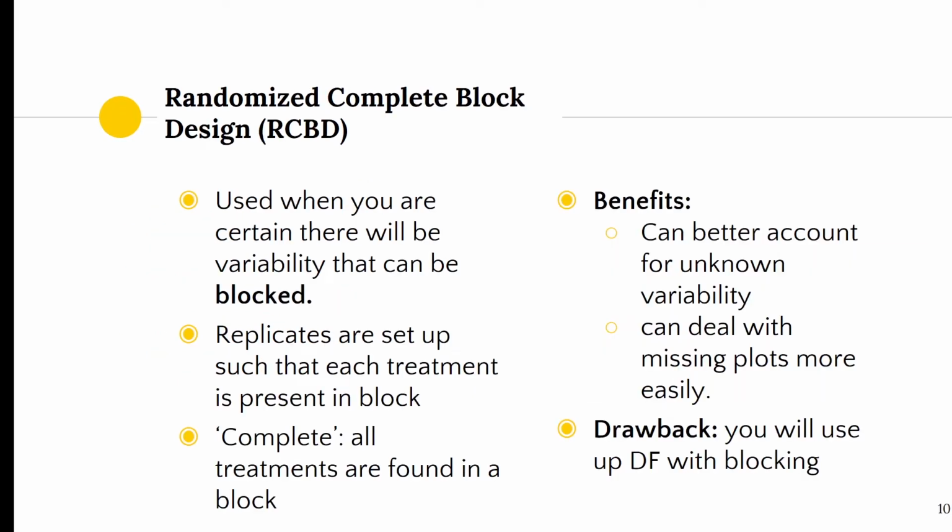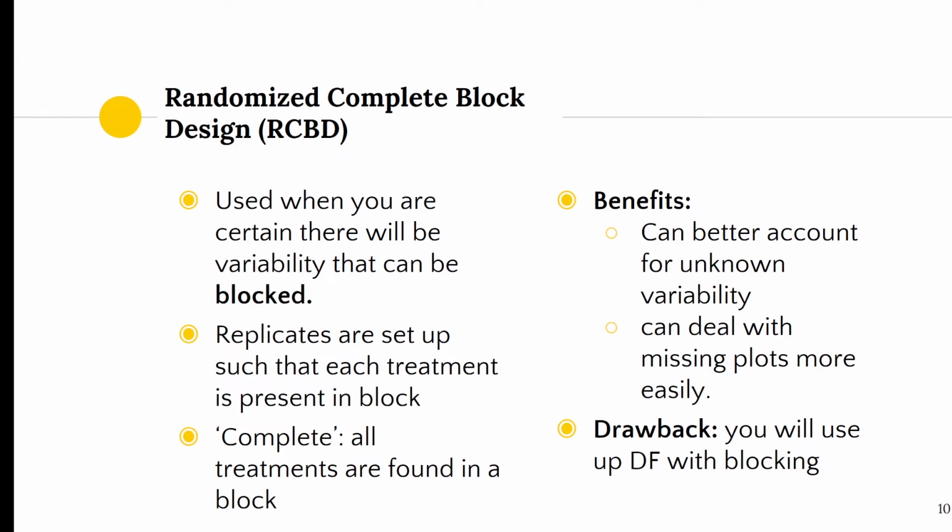A randomized complete block design is used when you're certain there will be variability that you can block against. Now, the complete in the randomized complete block design title means that all the treatments are found within a single block. Now, you can have incomplete block designs where, let's say you have 10 treatments, but some blocks might only have 4 treatments. So we're not going to worry about incomplete block designs. There's reasons why some people use them. But RCBDs are very common.